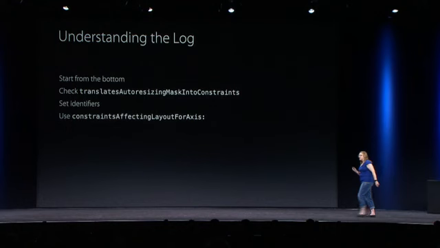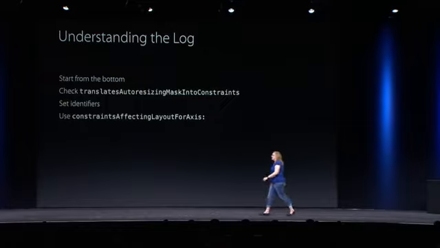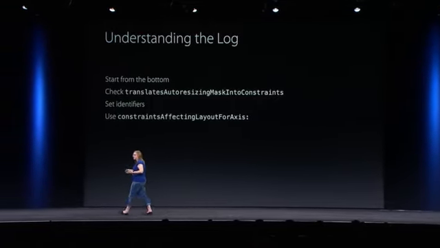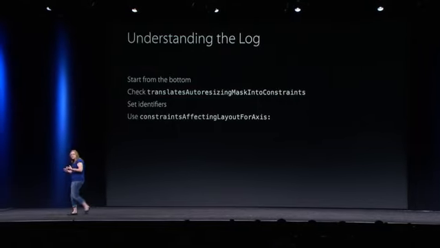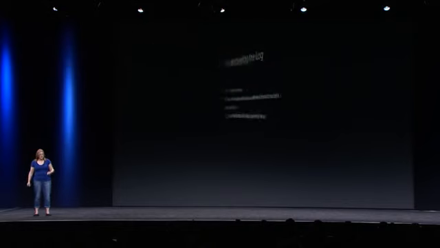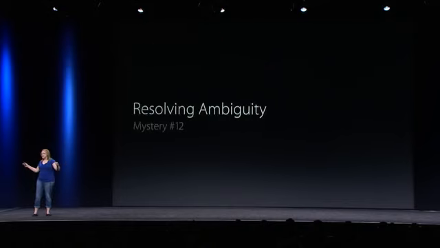Okay, so that's what happens when the engine looks at your constraints and knows that it can't get a solution. There is no solution that fits all of your constraints. But what happens if it has more than one solution? And that's when we hit ambiguity. And this is our final mystery, so congratulations for making it this far. We don't have that much farther to go. Let's see. So, ambiguous layouts.